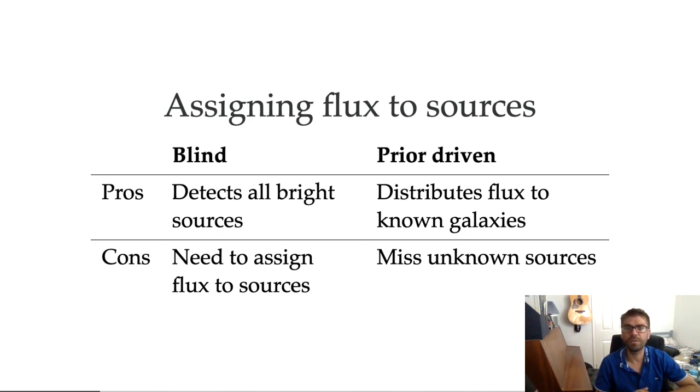An alternative approach is the prior-driven approach. There you take a galaxy catalogue that you can compile from different wavelengths, and you treat that as all the known galaxies which will contribute to the far-infrared map, and you distribute the flux appropriately. This has the disadvantage that if there are galaxies that are not in your original catalogue, which are bright in the far-infrared, you'll miss them.